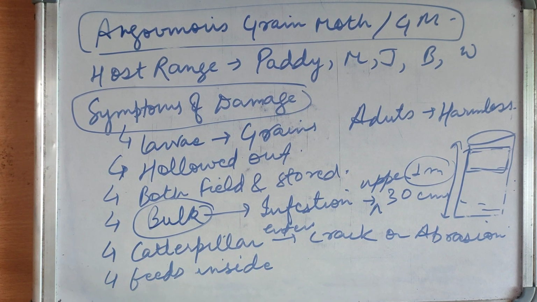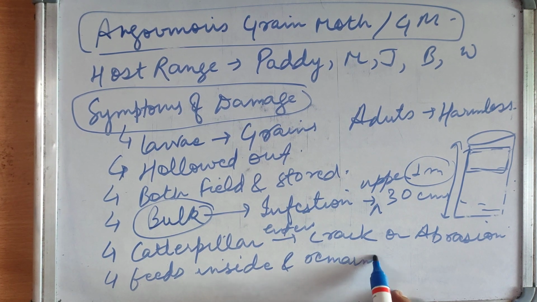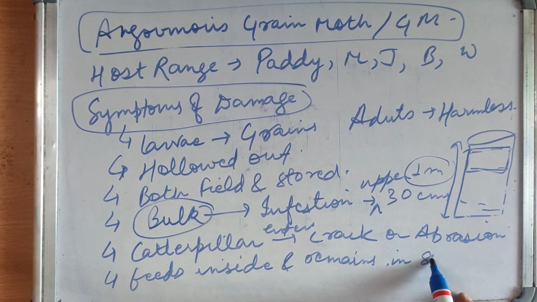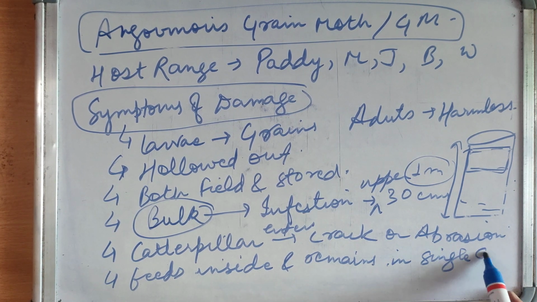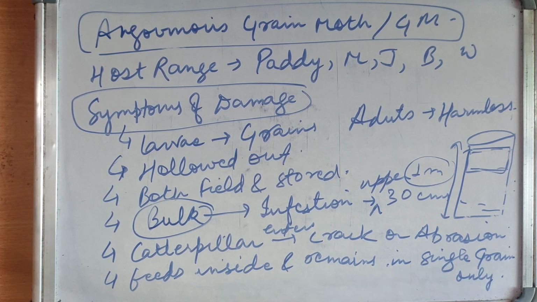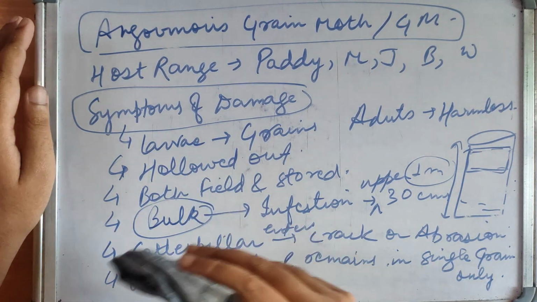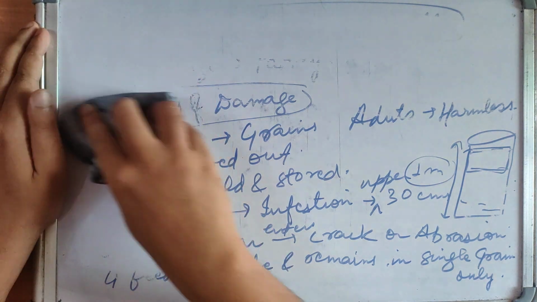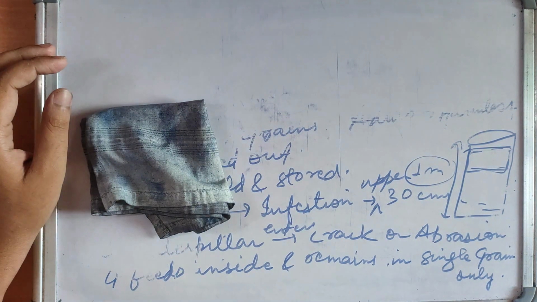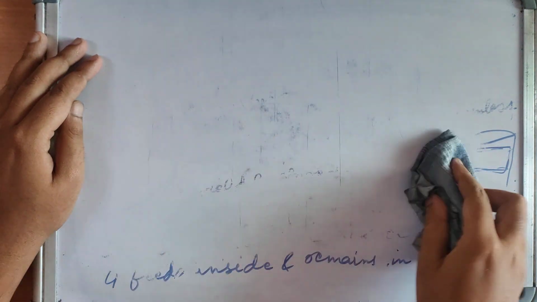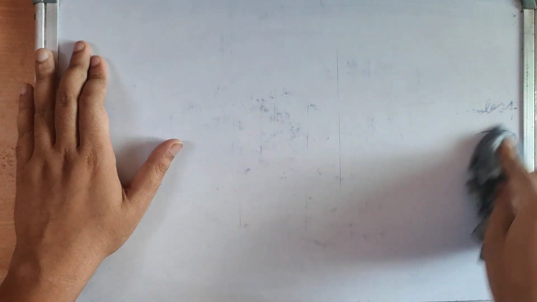It feeds inside and remains in a single grain only. These are your symptoms. So we have to discuss mainly symptoms and identification. I have discussed the prevention of stored pests in the previous lecture.